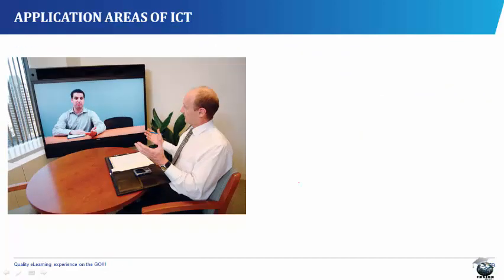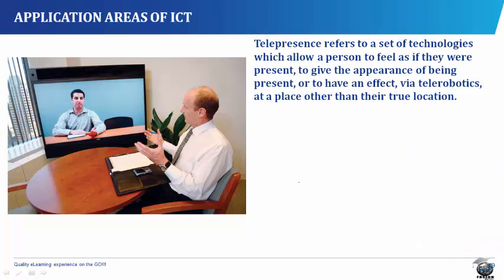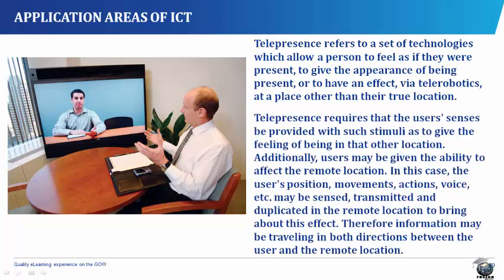This is telepresence. Now, unlike video conferencing, telepresence goes a step further to allow a person to feel as if the person was present in a particular location, even though he is not there. Telepresence requires that the user's senses be provided with such stimuli as to give the feeling of being in that other location. Additionally, users may be given the ability to affect the remote location.